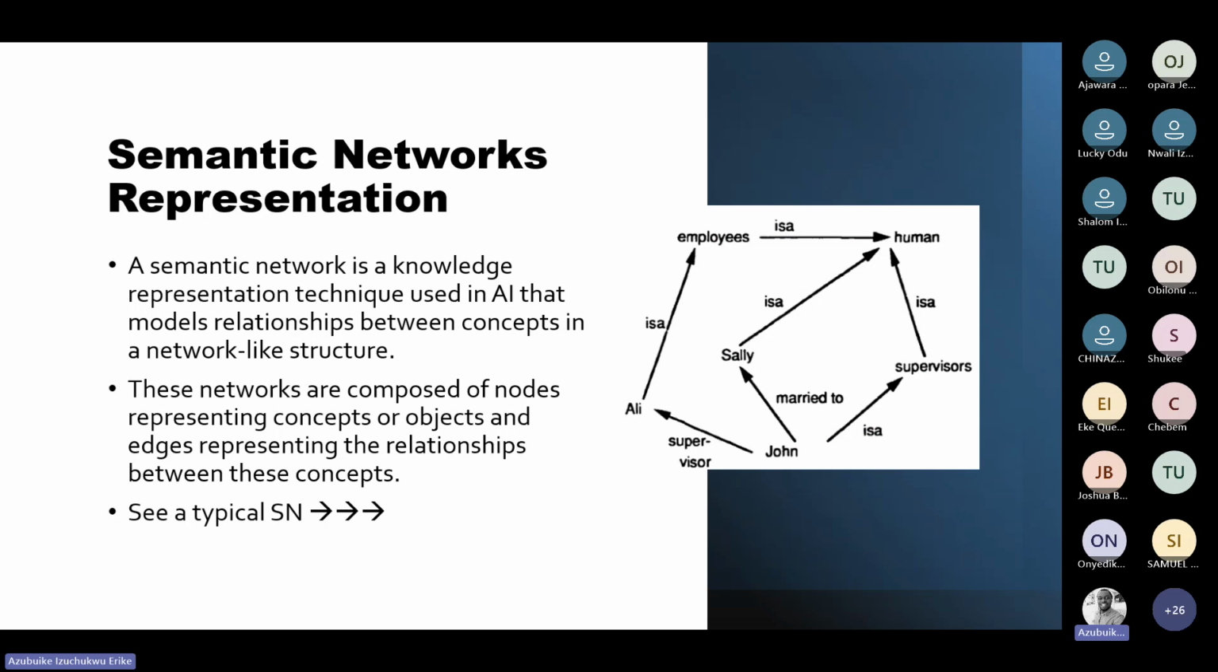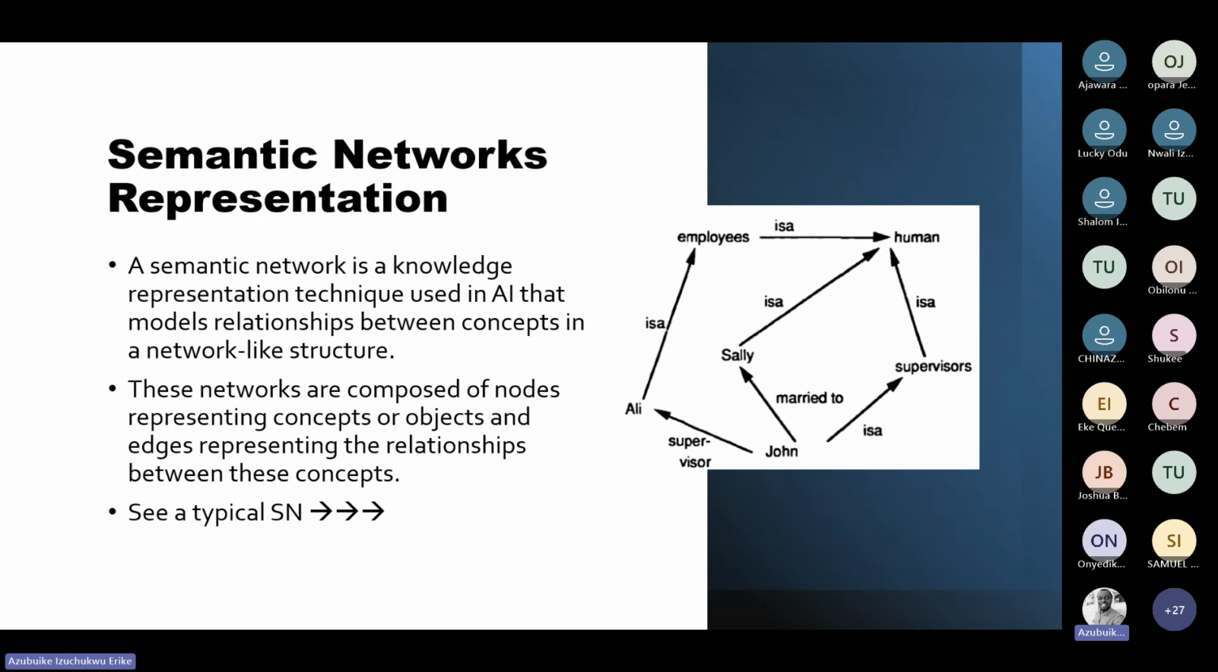Now, you can as well use this in a "has" manner. You can say this guy has fever, and fever is this and that. So this is a way that one can represent knowledge in a network manner. So that is semantic network representation.